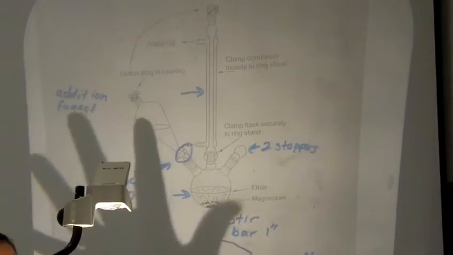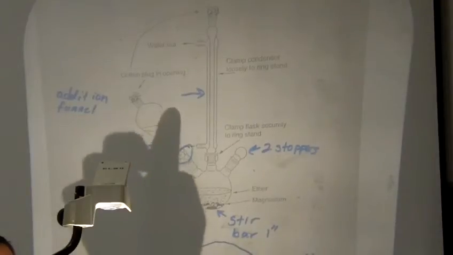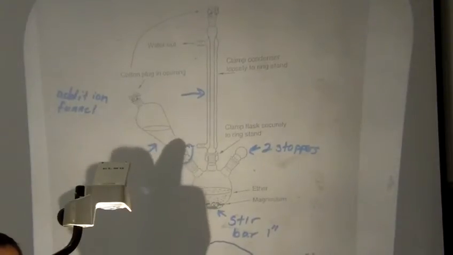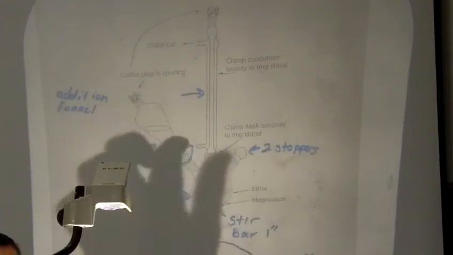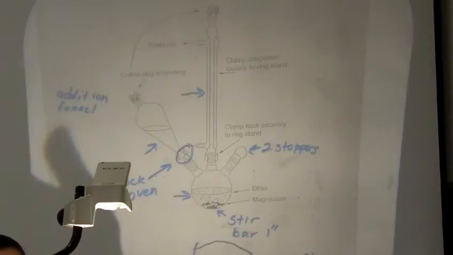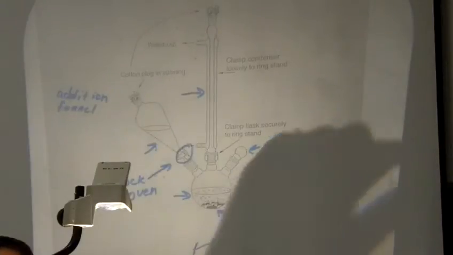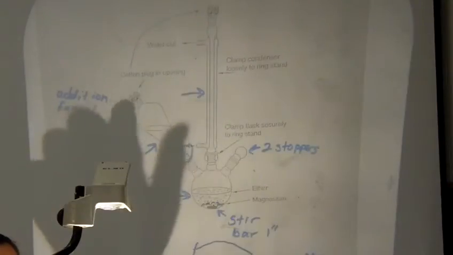Okay? So when you get to this point, you've got your magnesium and ether. You've got your alkyl bromide solution, but your stopcock is closed. You've got the rest of the setup. You've got your water in, water out. Everything's set up. Your instructor is going to come around and check your apparatus, okay? And then we'll help you with getting this.